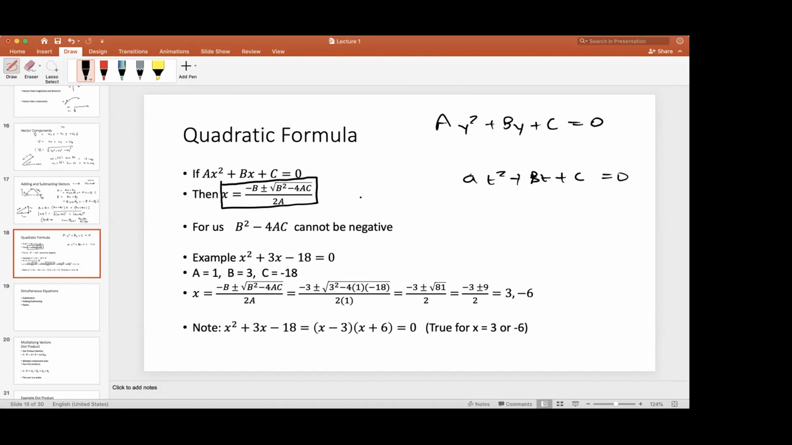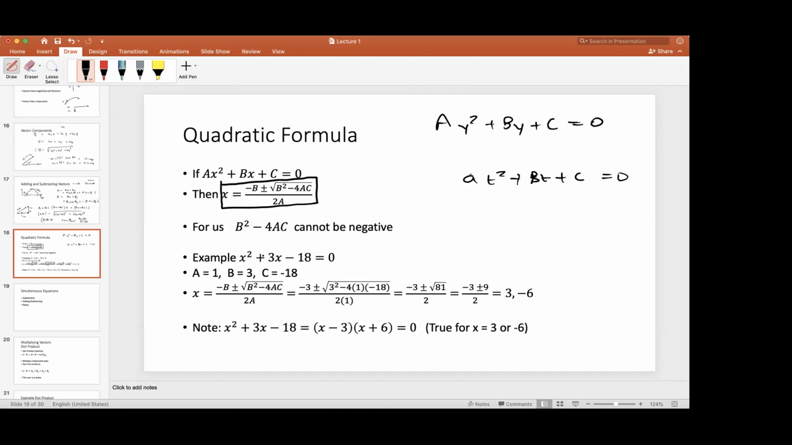Just as a check, if that happens, something is seriously wrong. Okay, so let's do an example here. We're given x squared plus 3x minus 18. We want to know what the roots of this are. And we see from this that a is 1, b is 3, and c is minus 18.